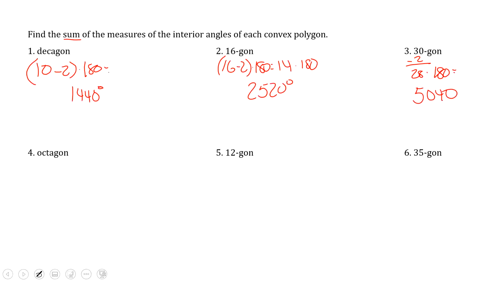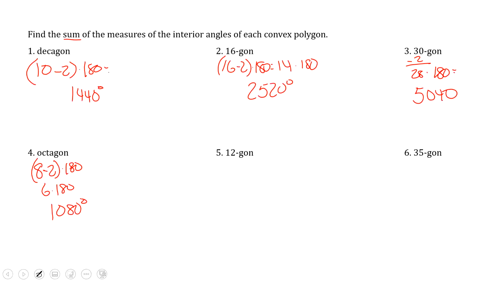An octagon is 8-sided, so it's 8 minus 2 times 180. So it's 6 times 180, which I think is 1,080. Yes. 1,080 degrees there.